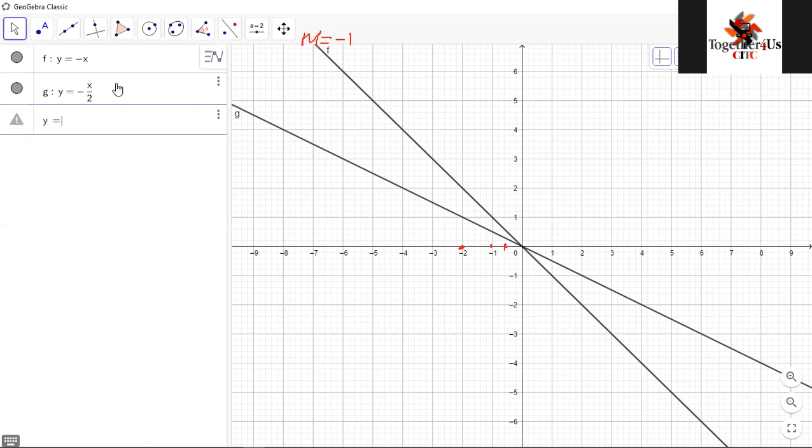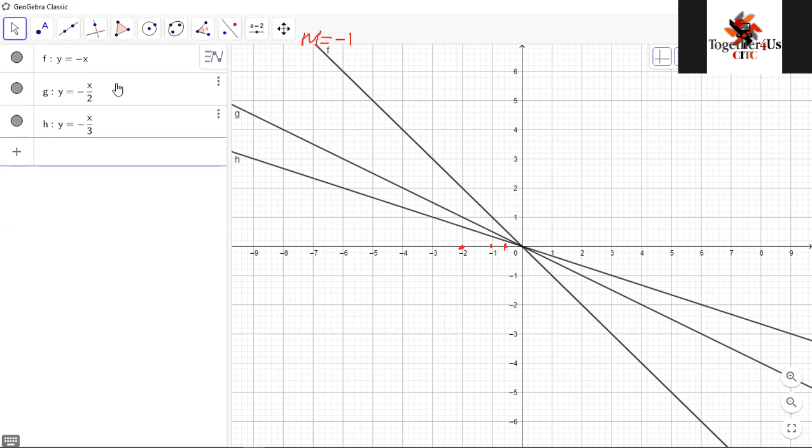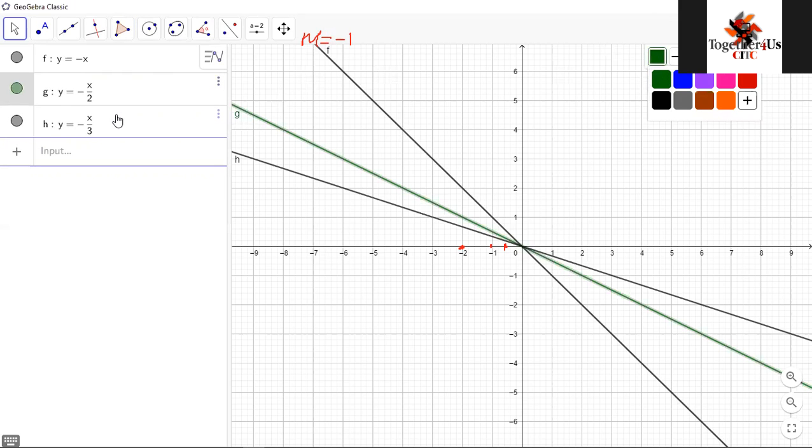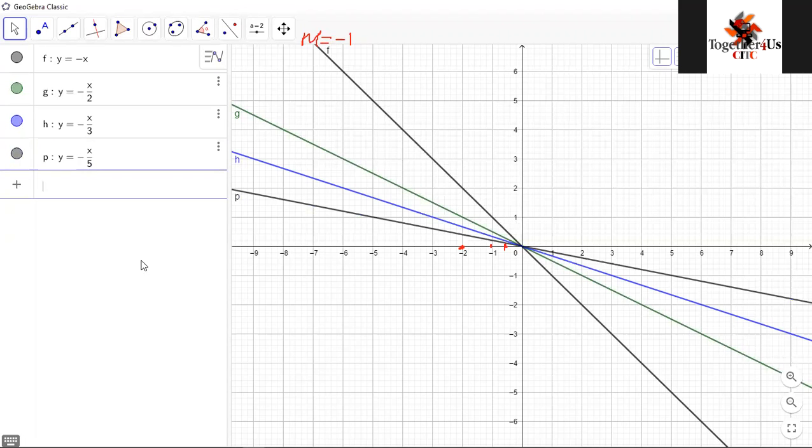Let's see what if this is -1/3. So if the gradient is -1/3, I should probably put in different colors so that we can differentiate what is happening here. And then let's see, what about -1/5? Okay, there we are. Once again, you can see what is happening. It is getting more and more inclined to the x-axis.